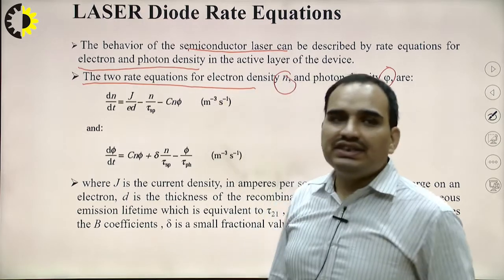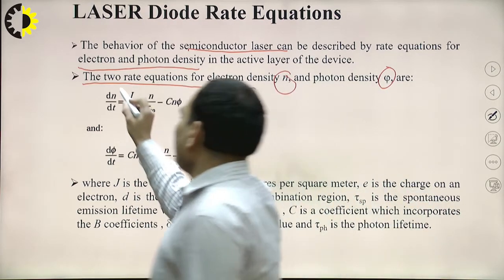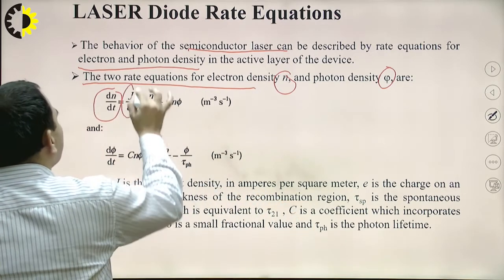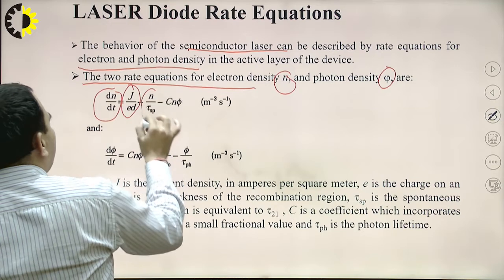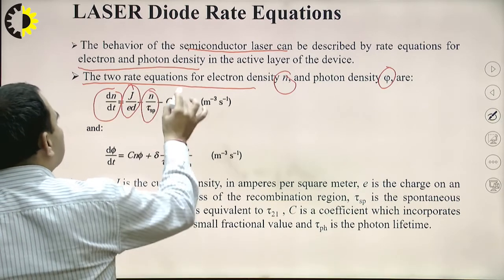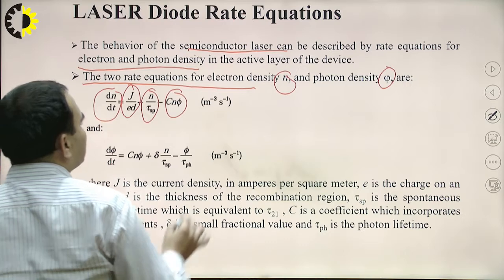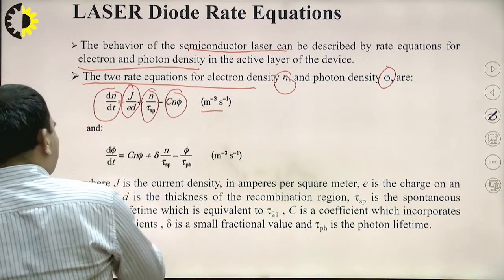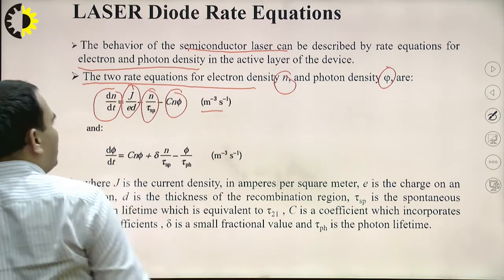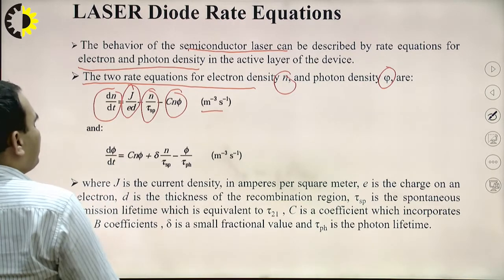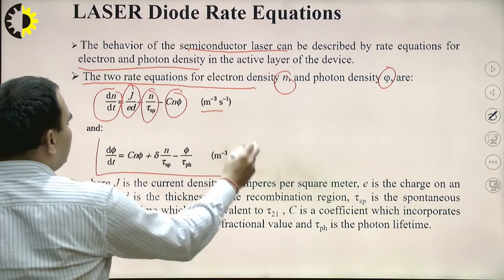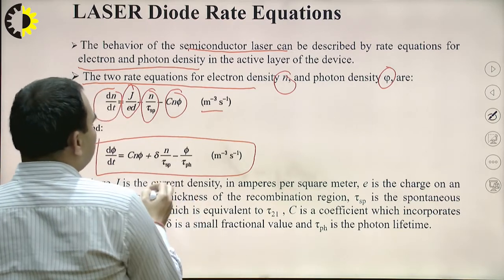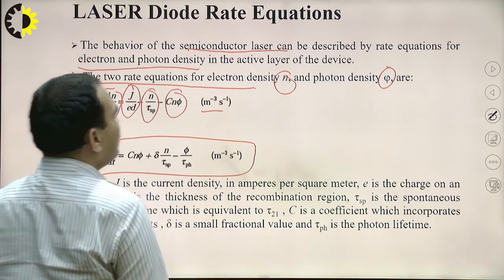So we can write dN by dt, that is the rate of change of the electron density, which is nothing but the current density J by Ed minus N by tau Sp minus Cn phi, per cubic meter per second. And the rate of change of the photon density is given by d phi by dt equals Cn phi plus delta N by tau Sp minus phi by tau Ph.